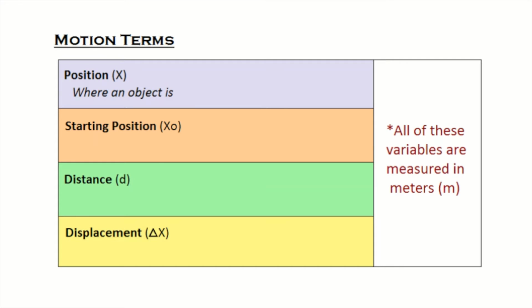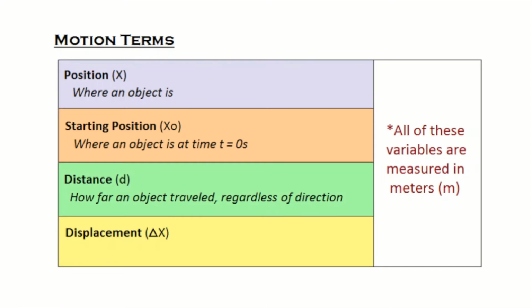Position is the variable x. It defines where an object is. Starting position is where the object was when time was equal to 0 seconds. And often the x will have a little O next to it that just indicates 0 seconds or at the start. Distance is the variable d.